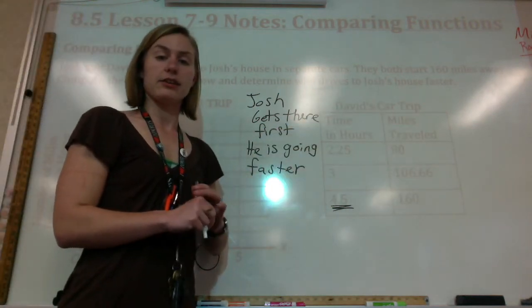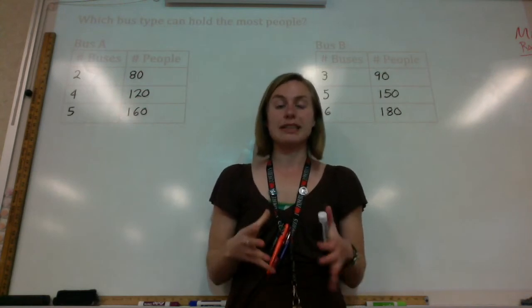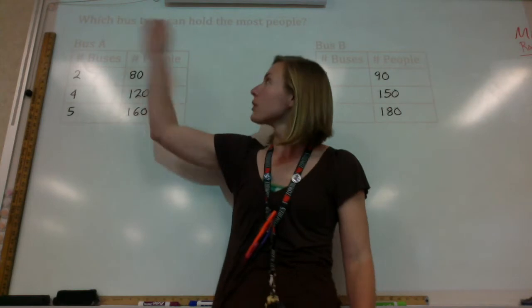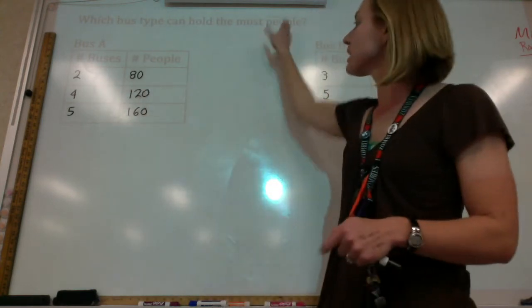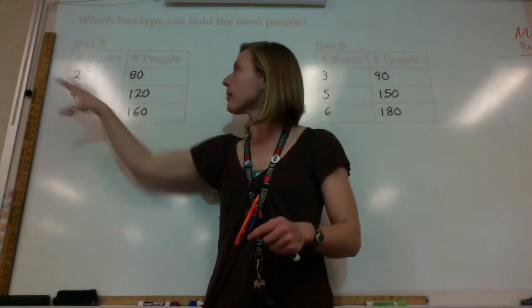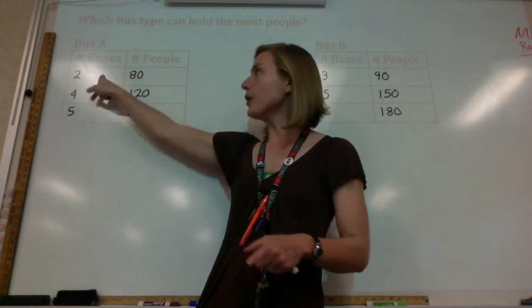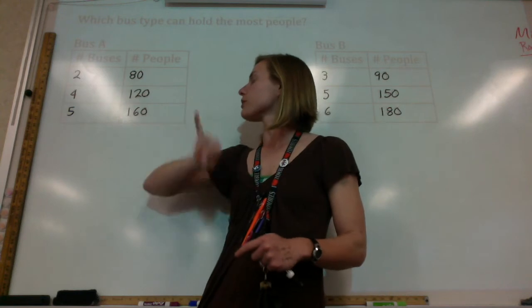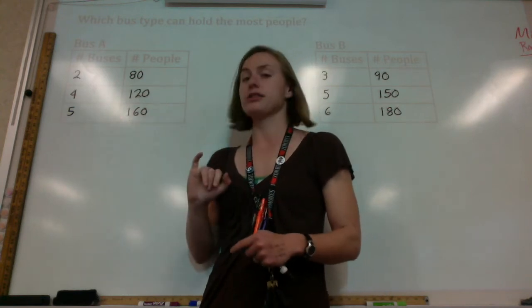Let's take a look at another example. Here we have another set of data that we need to compare to each other. So we have the question, which bus type can hold the most people? So here's the function of bus A. And it's telling us that 2 buses of bus A can hold 80 people, 4 buses can hold 120, and 5 buses can hold 160.